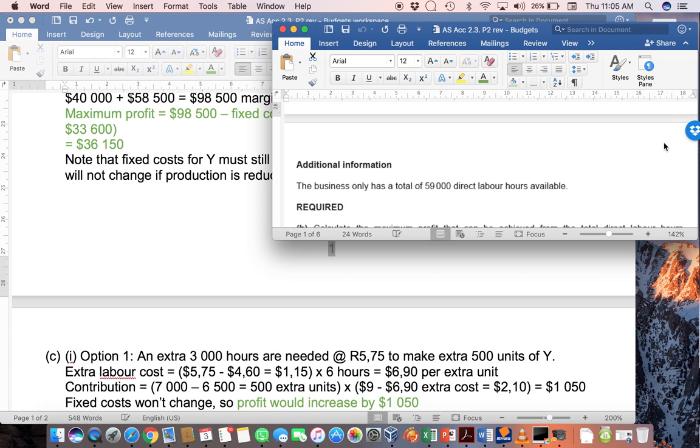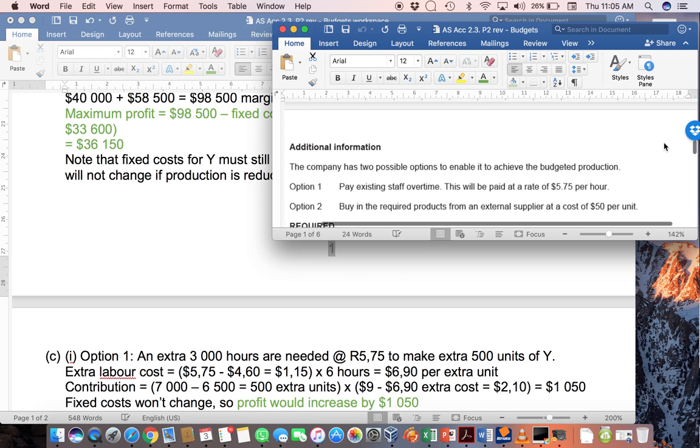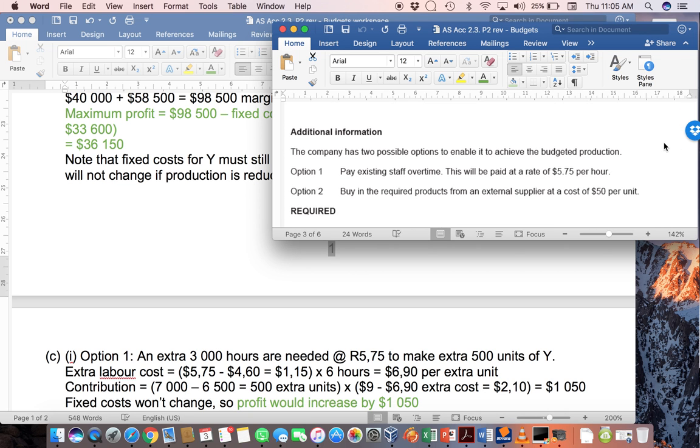Let's now have a look at C. Question C gives us an interesting scenario. It tells us that there are actually two options available in order to meet the budget that we are wanting to meet. The first option is to pay the existing staff overtime. This would be paid at a rate of $5.75 per hour instead of the $4.60 that was previously quoted.